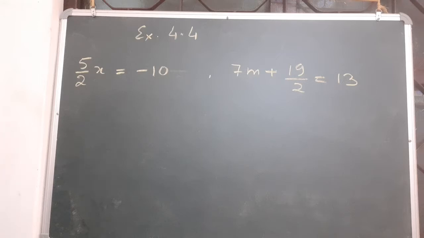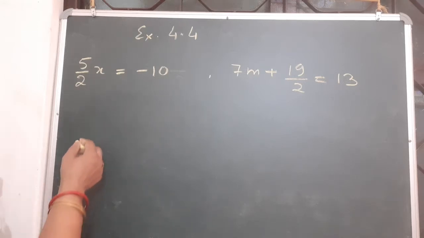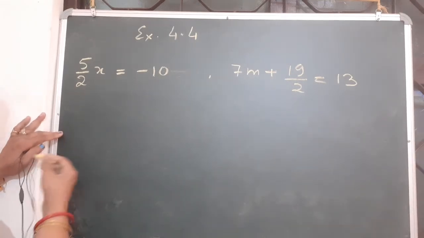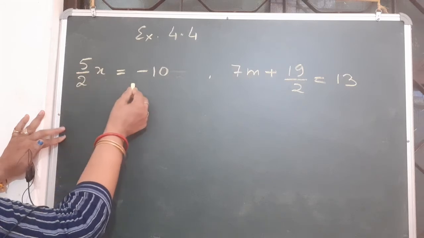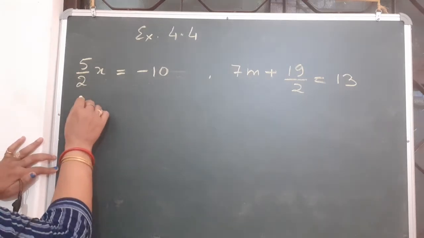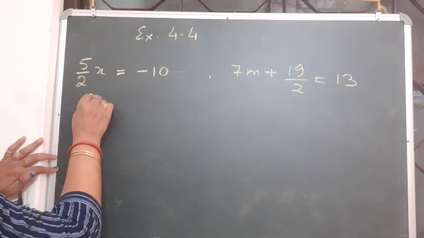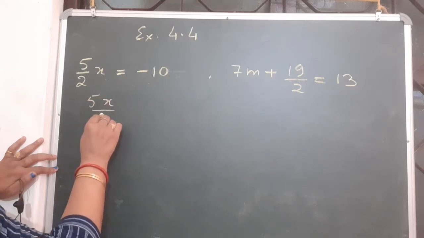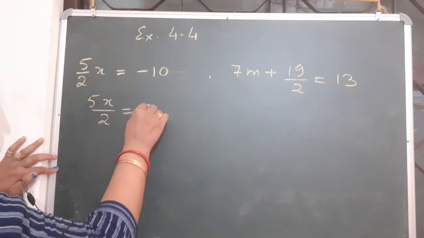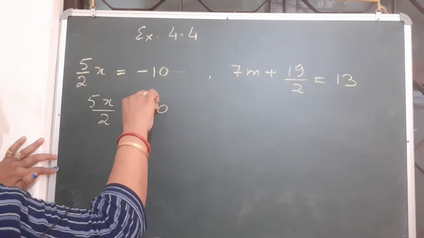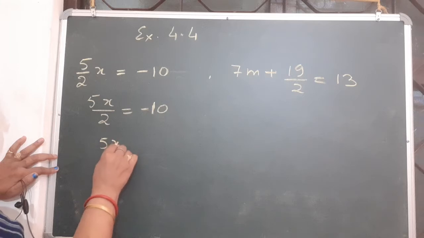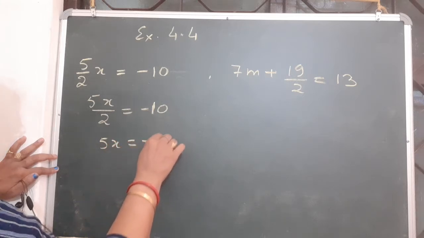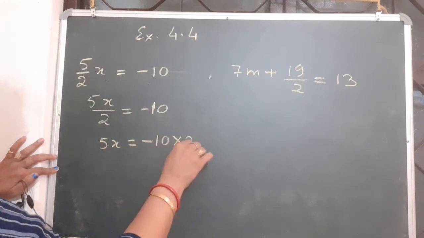Now we take two more examples of the same question. They are a little bit different, so I am going to explain this also. Here you see 5 upon 2x is equal to minus 10. So we can write it as 5x upon 2 is equal to minus 10. Now I hope you can solve it. Now 5x is equal to minus 10 into 2.